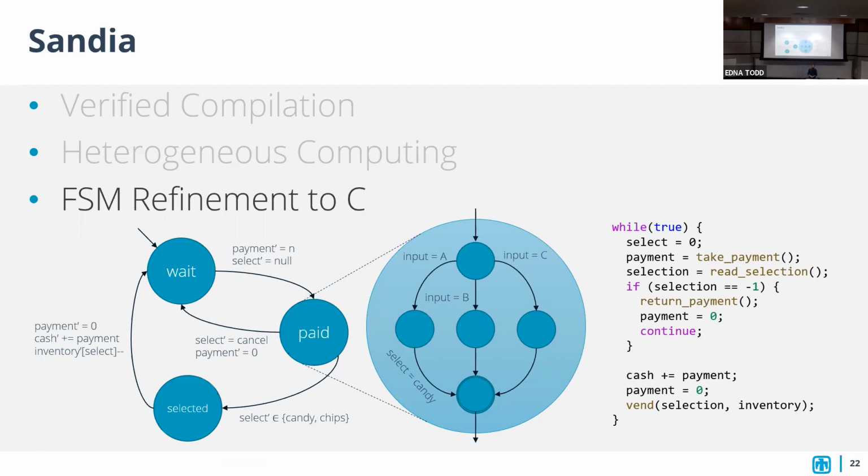So this is something we built in as well. Another way to think about this is extending the behavior between the paid and selected states. I have a behavior that at the end says I selected candy or chips. But prior to that, there's a whole bunch of stuff that goes on, which is not observable.